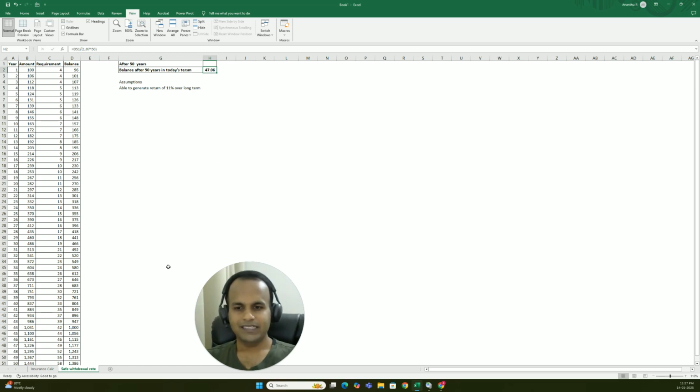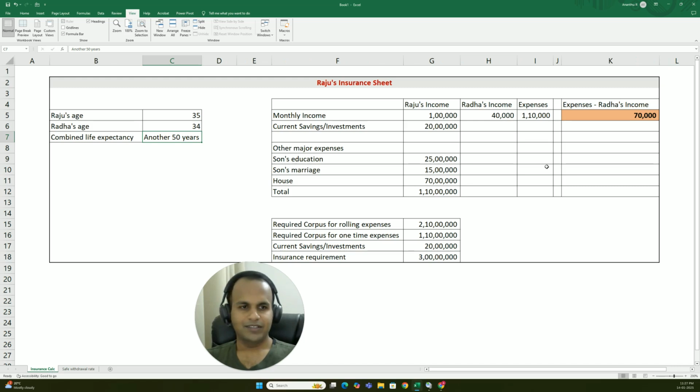So now let's come back to the insurance calculation for Raju and Radha. The main thing to note here is we took an assumption of 4%, and 4% comes out to be a safe withdrawal rate for this couple. Okay, now let's calculate the corpus required for each of these expenses.